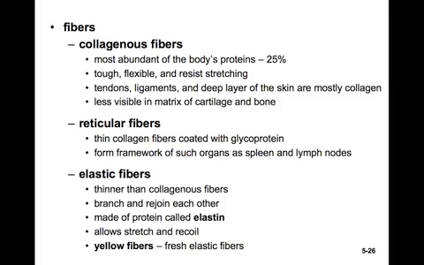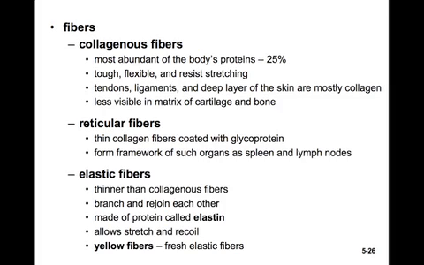Now, the fibrous component of connective tissue: we'll see collagenous fibers, reticular fibers, as well as elastic fibers. The collagenous fibers are the most abundant of the body's proteins, about 25%. They're tough and flexible, and they resist stretching. Things like tendons, ligaments, and deep layers of the skin are mostly collagen. It's less visible in the matrix of cartilage and bone, but collagenous fibers are still there.